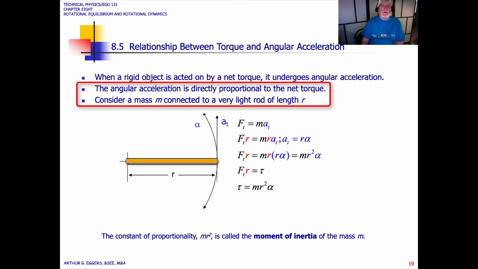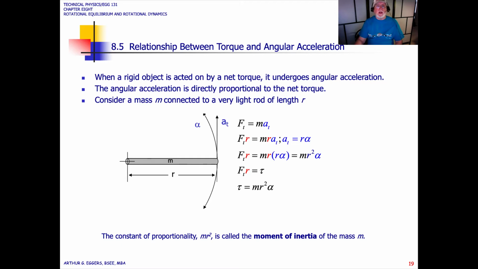So if we consider a mass m connected to a very light rod of length r, let's develop the relationship. A very light rod tells us we're going to discount it. So we start off with our linear relationship. That's the T here, force tangential. And you can see here we've got acceleration tangential, following a trajectory off of the arc if the object were to loosen itself. So we have force tangential equal to mass times acceleration, in this case tangential.